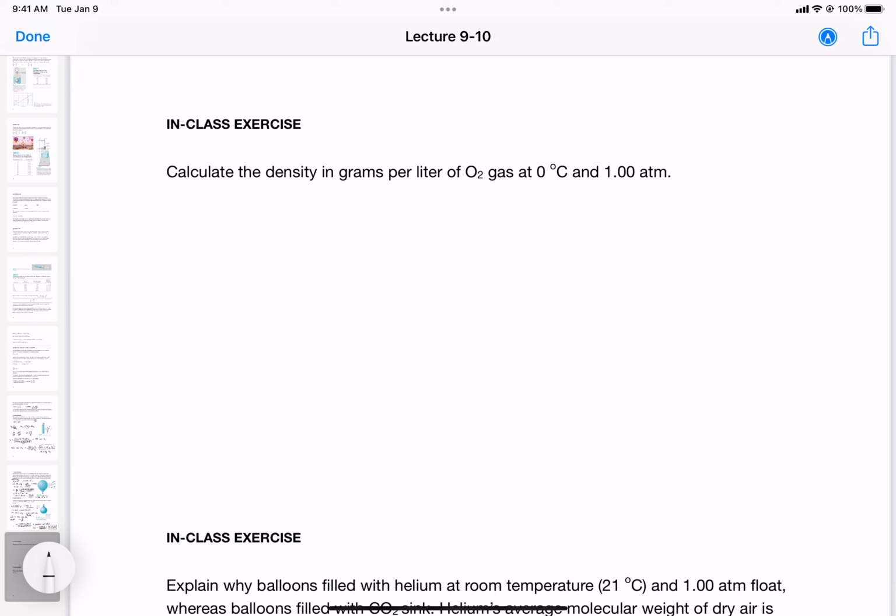Now let's try calculating density. Okay, so we can calculate density in a few ways here.